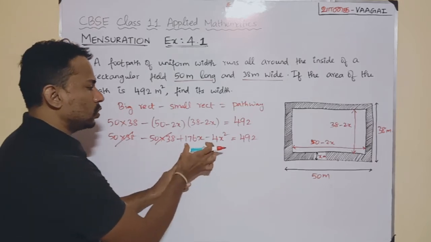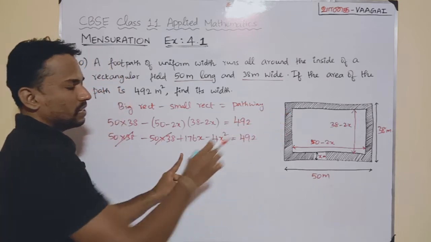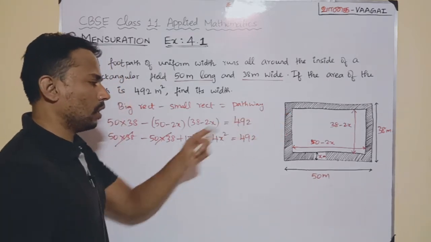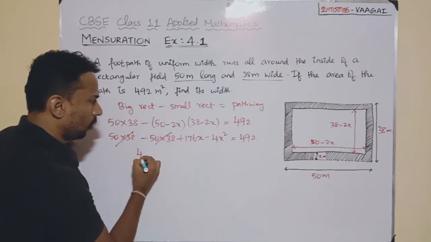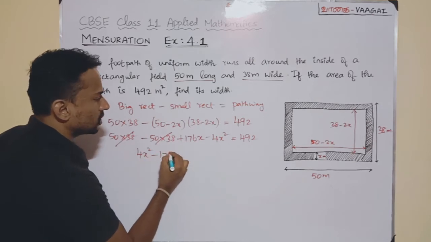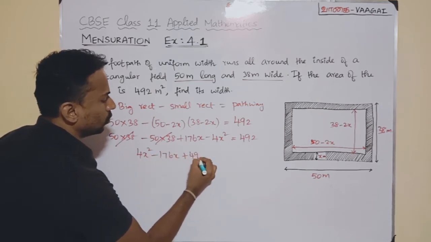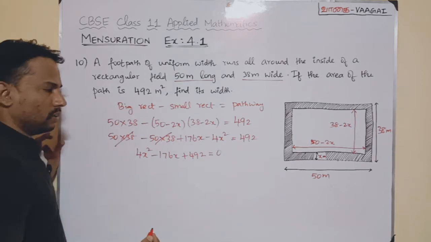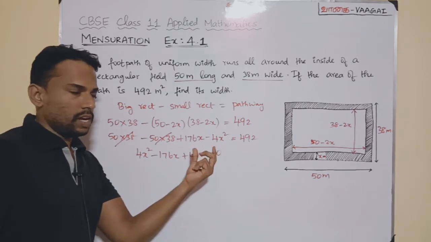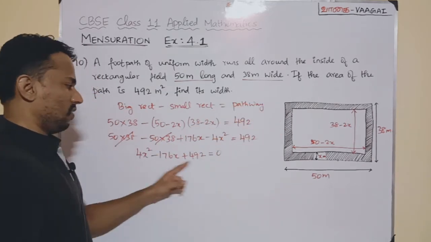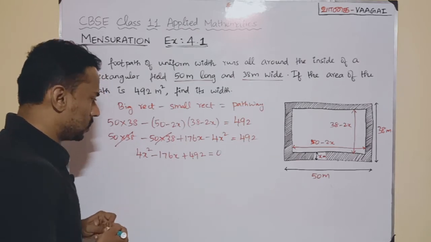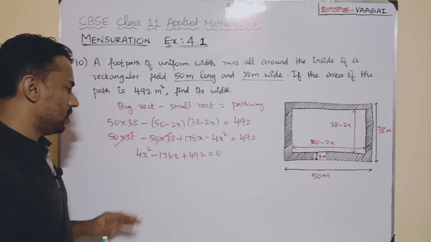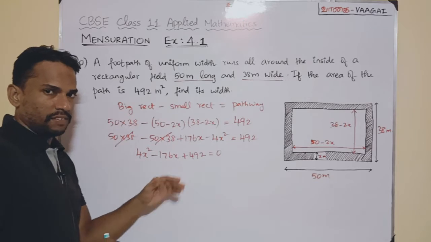Let us take these two expressions to the right hand side. Now what if I bring this to the right hand side? What happens? I will be having 4x square minus 176x plus 492 equal to 0. That's it, because there will be nothing on this side. Everything went there. So this is what I will be having. Next, I can divide this entire equation by 4.